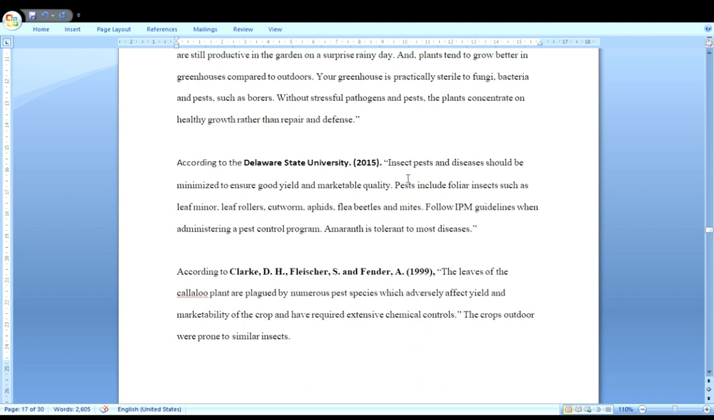"Insect pest and disease should be minimized to ensure good yield and marketable quality. Pests include foliar insects such as leaf miner, leaf roller, cutworm, aphids, flea, beetle, and mites. Follow IPM guidelines when administering a pest control program. Amaranth is tolerable to most disease." So amaranth here is speaking about your callaloo. So this organization or quoting is saying that amaranth is prone to diseases. Alright, so that explains why those outside would be affected by pests and diseases.